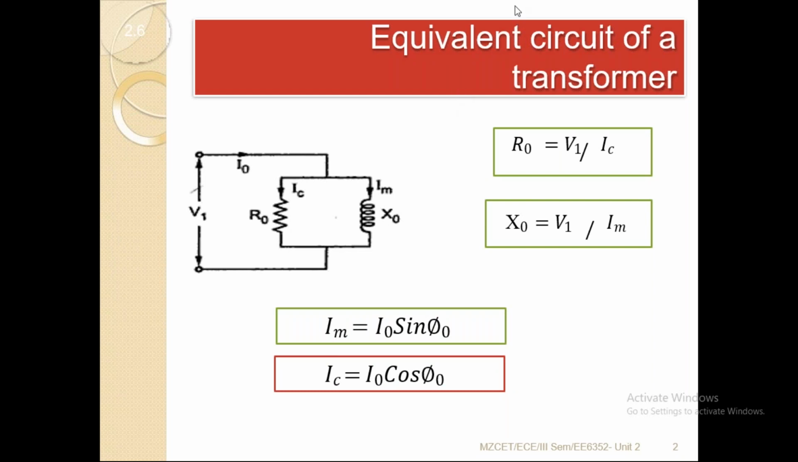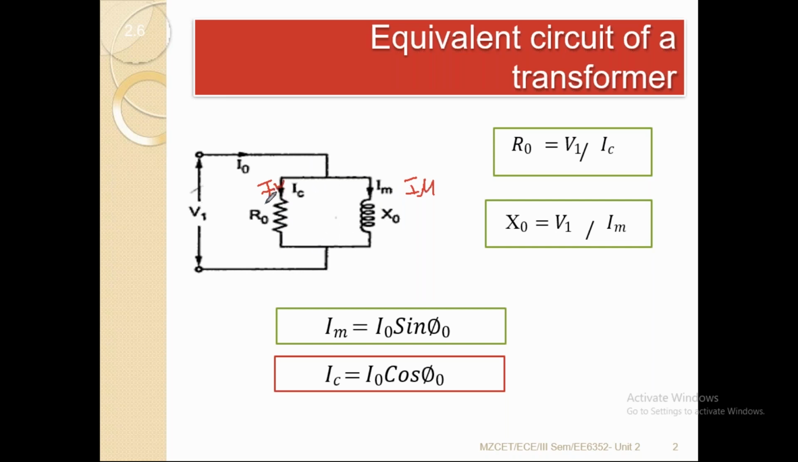Some authors indicate that IC is nothing but IW. This is the working component, whatever you call it, IW or IC, and this is the magnetizing component, IM or I mu. So they can represent it like this: IW or IC, IM or I mu. IW means the working component, IC is the core loss component, so you can call it whatever you need. And IM is the magnetizing component, which you can represent as IM or else I mu.